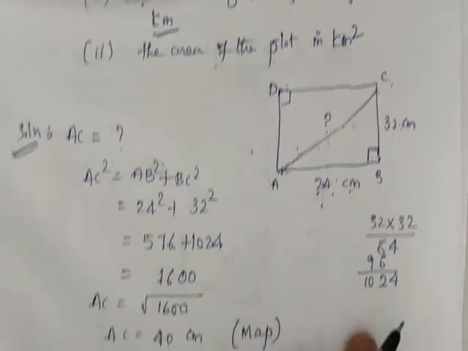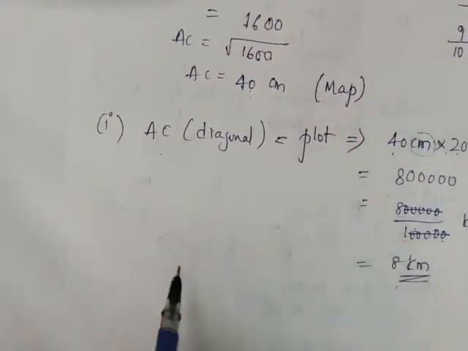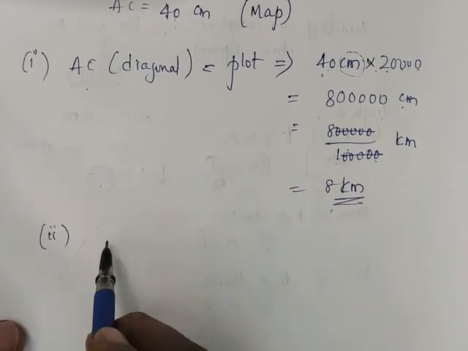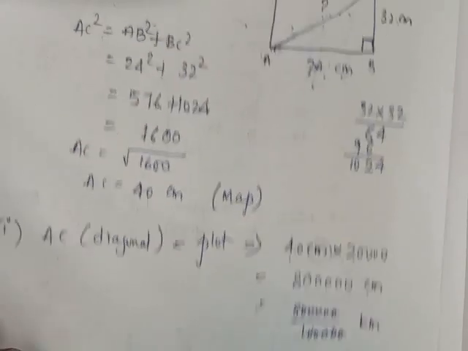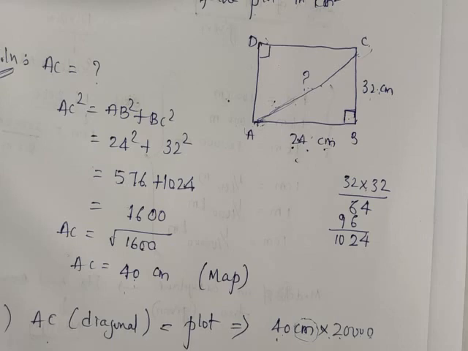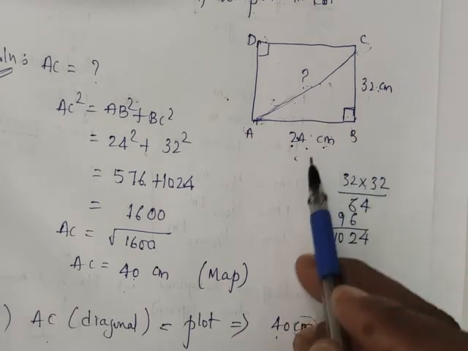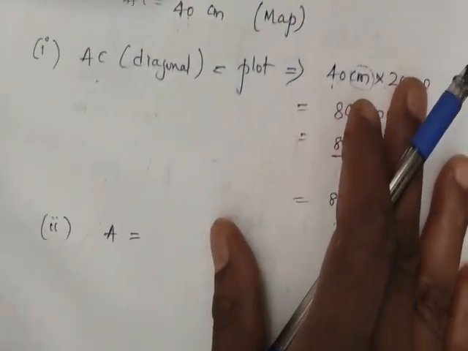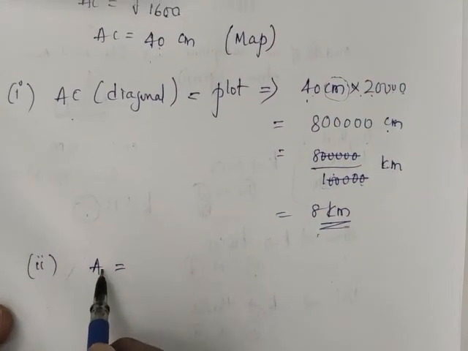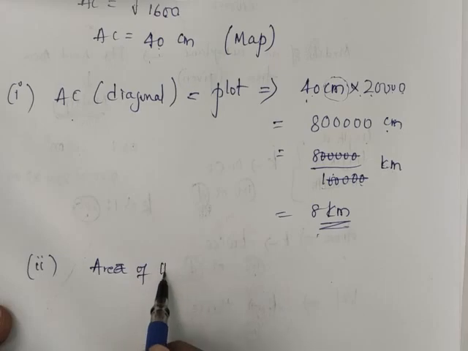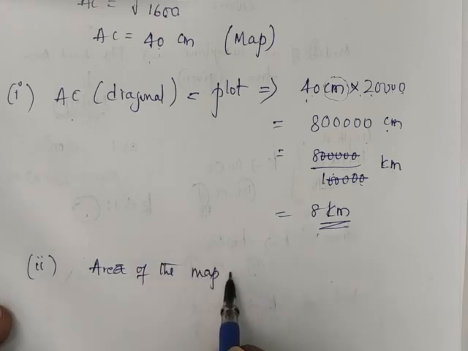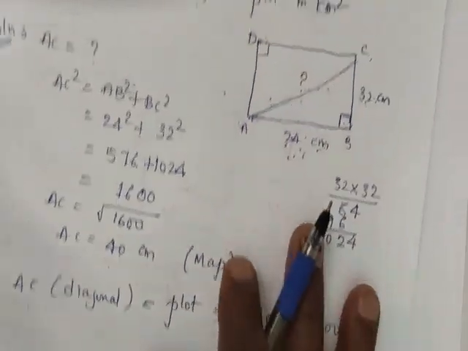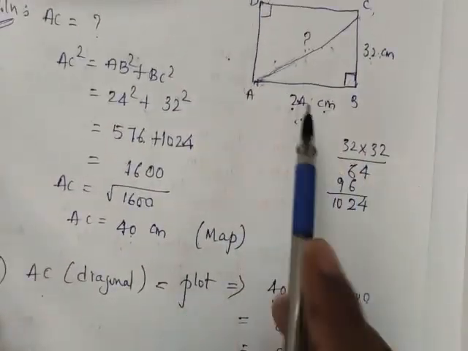The area of the plot in kilometer square, that is the second question. First we will find the area of the map. If you want the area of the map, first multiply these two. The area of the map is not given, but it is still easy.